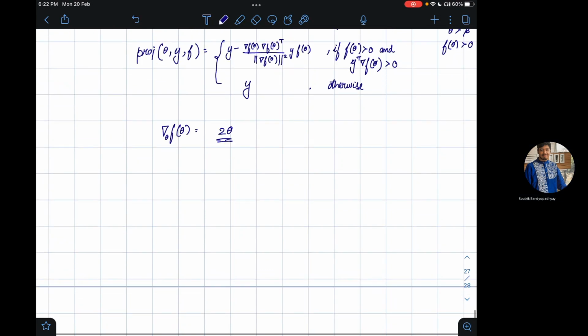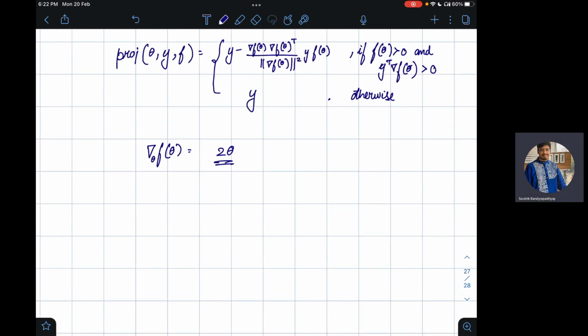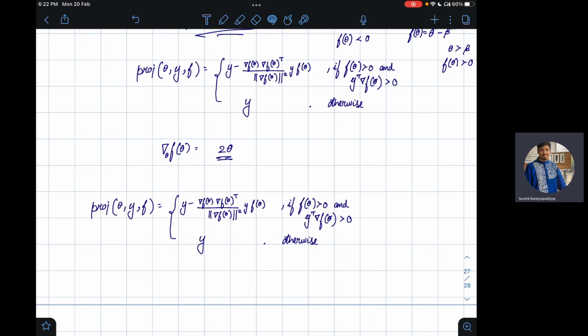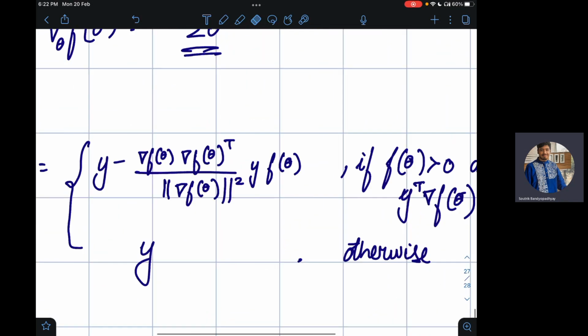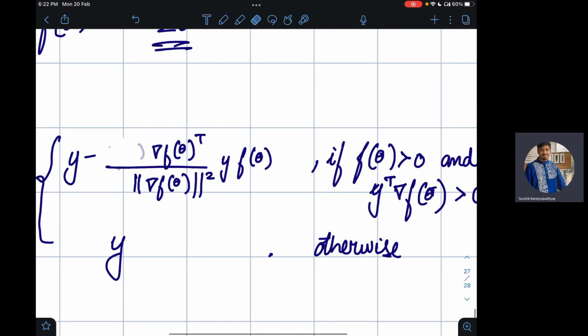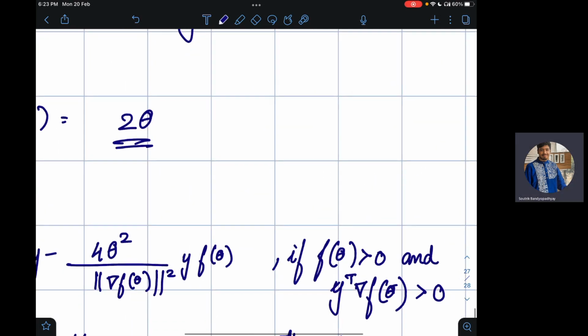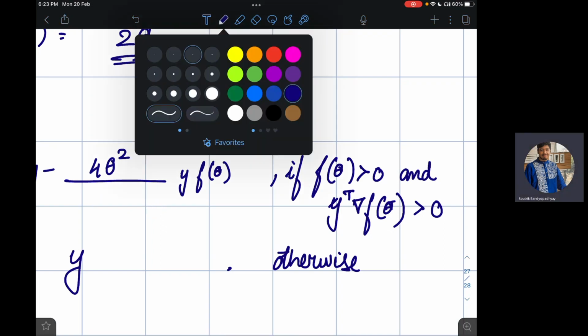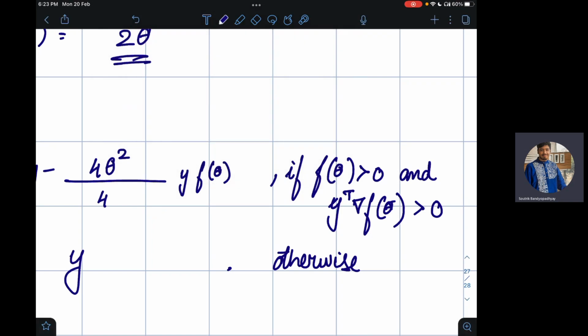So let's take this entire projection definition and copy it over here. And everywhere where there is gradient of f theta, I replace those by their corresponding values. So I had this and I have this.